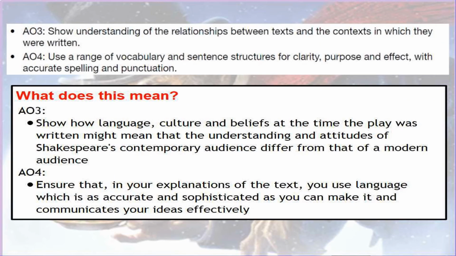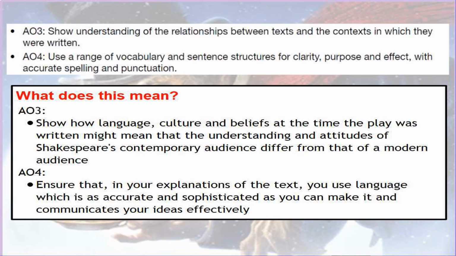The final main assessment objective for literature, assessment objective 3, is linking your discussion to the language, culture and beliefs at the time in which the text was written. So if it's a Shakespeare play, having an understanding of what beliefs at the time were about the themes in the play and how they might impact how an audience at the time might receive the themes compared with a modern audience. So anything to do with the background to the writing of the text and the time it was set in, and showing an understanding that as a modern audience you might respond to things differently.